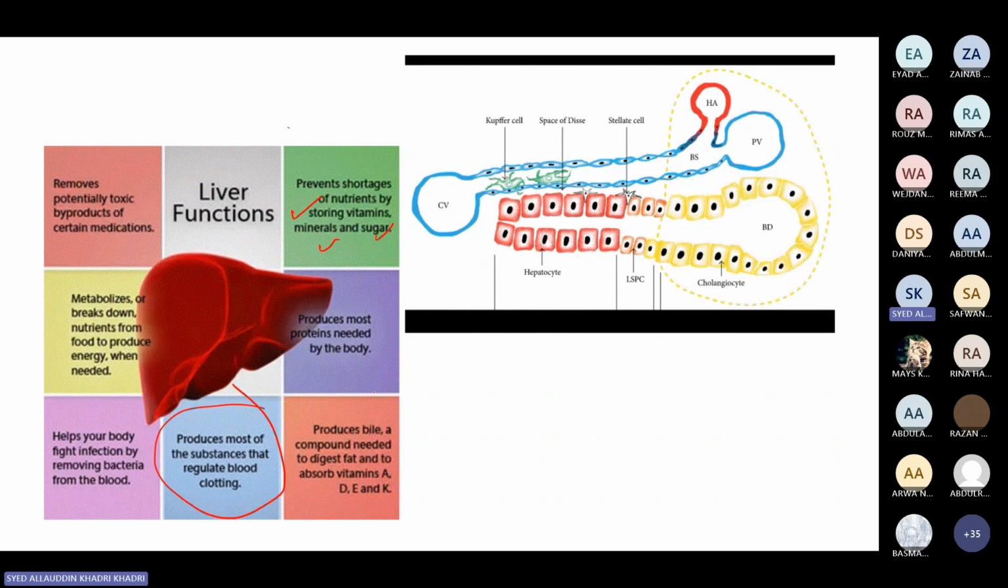It's very important. What is important is to understand bilirubin metabolism. Inshallah, I'll try to tell you today very fast, but go and read it in detail.